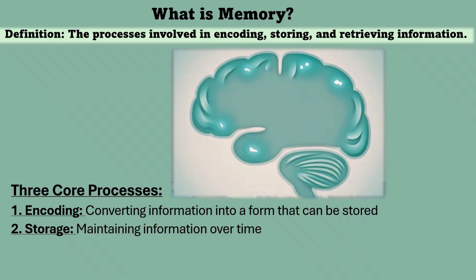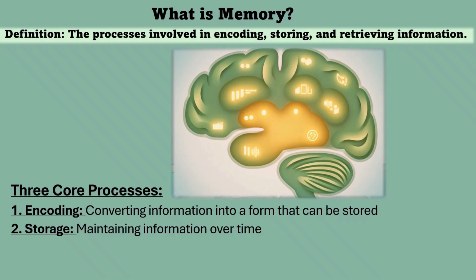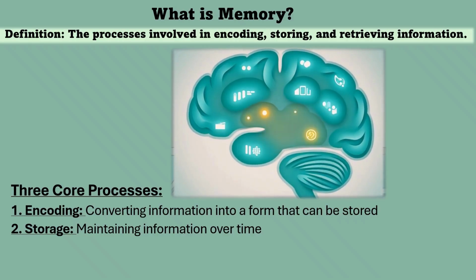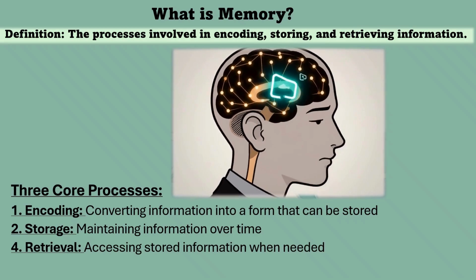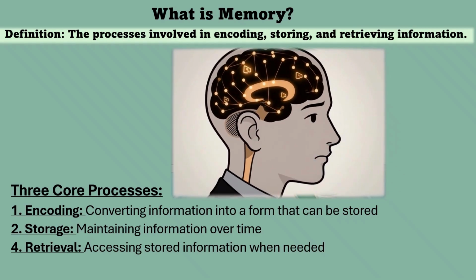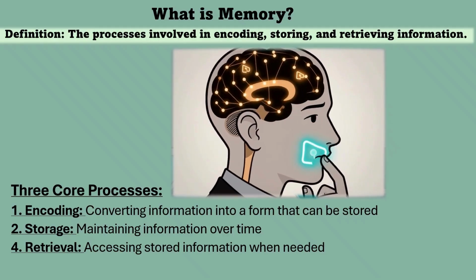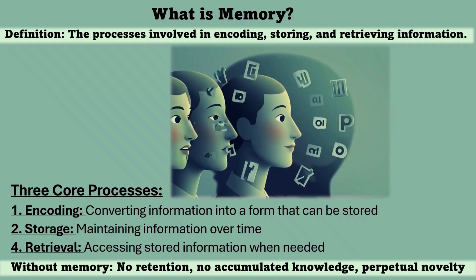Storage. This means keeping information over time. Some memories last seconds, others can last a lifetime. Our brain uses sensory, short-term and long-term memory systems for this. Retrieval. This is accessing stored information when you need it. For instance, if you've ever had a tip of the tongue moment, you know the information but can't quite recall it. Without memory, nothing we learn would stick.